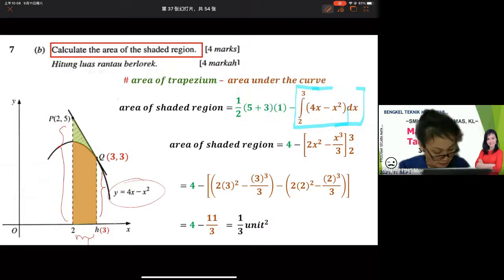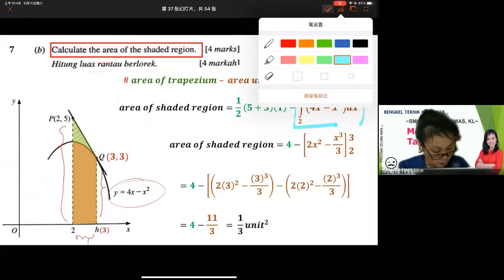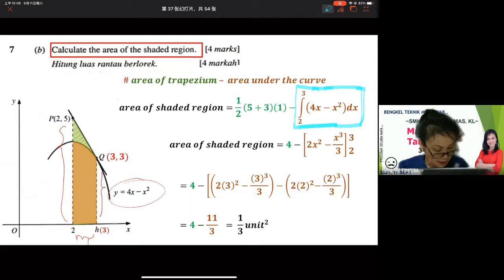Wait, let me make sure that what I did is correct. Okay, you key in this into your calculator. The answer will pop up as this one. Am I right? Straight away to this one. Am I right?